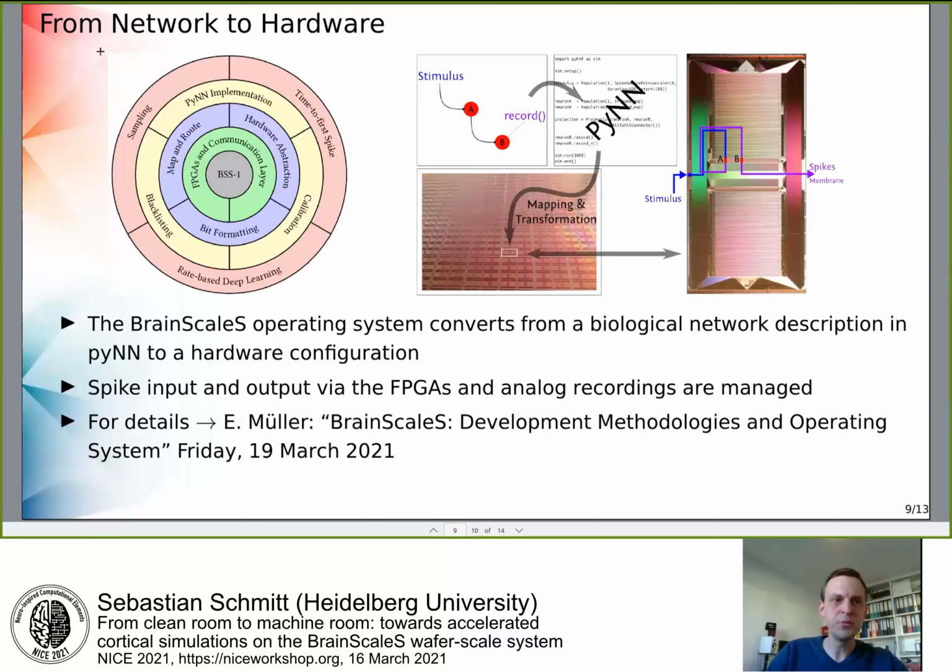So we had from clean room to machine room. Now we have from network to hardware. And for this, we developed the BrainScaleS operating system, which has a typical onion structure. You have the hardware in the middle, communication, and then all the other layers surrounding this with the experiments at the very end. And we used the domain-specific language PyNN to formulate the networks. And then there is software running which maps these networks, takes into account the availability information, maps and routes, runs, and then extracts back the recording of spikes and networks.